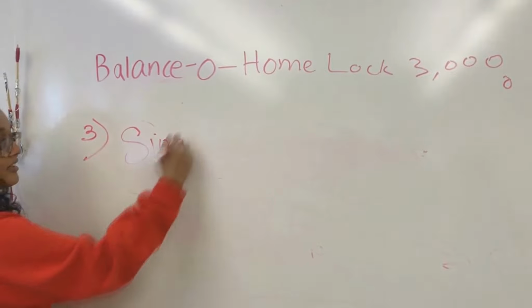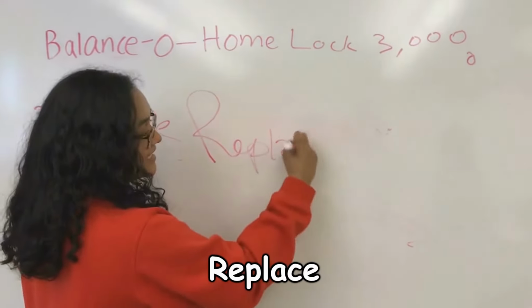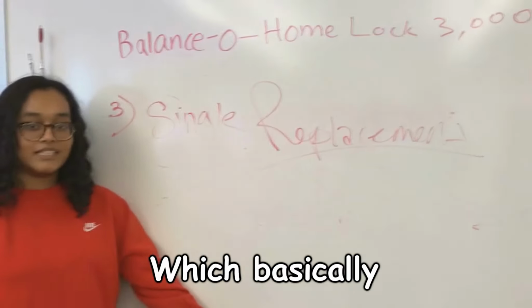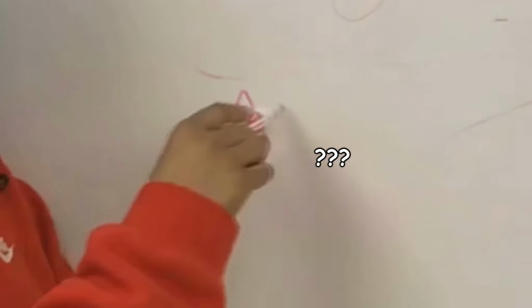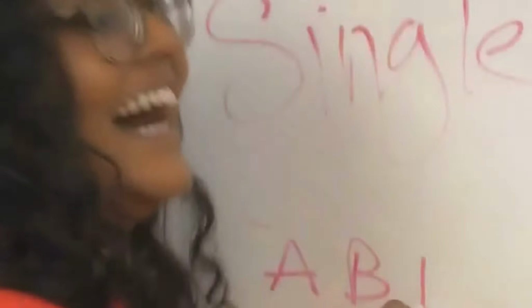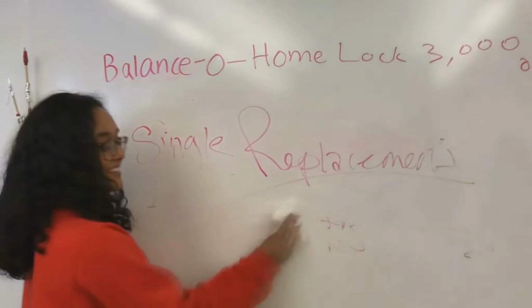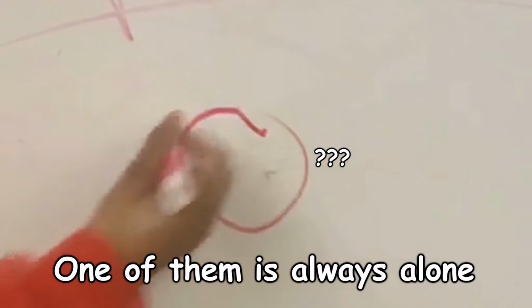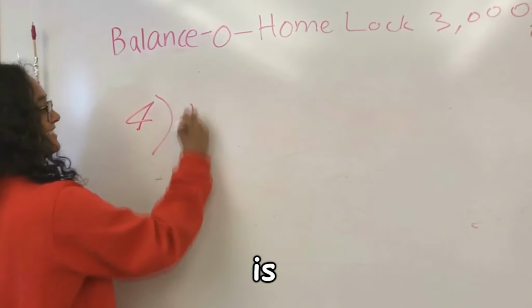Single replacement, which basically means one of them's always alone. And the final one is double replacement.